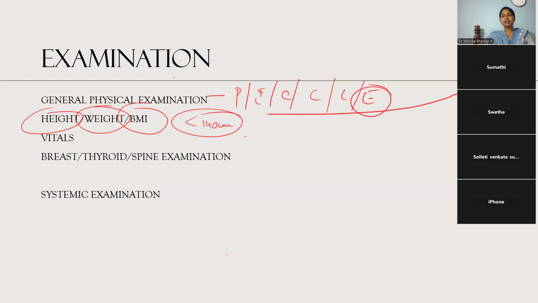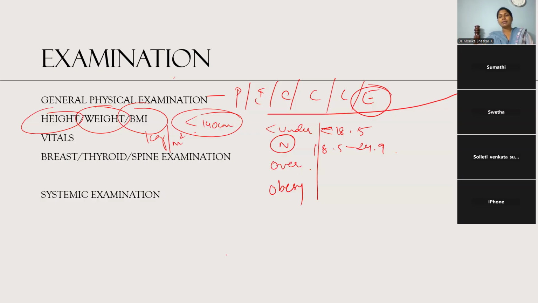And weight, we will categorize the woman as to whether she is underweight, normal weight, overweight, or obese, based on her BMI. So BMI is nothing but weight in kg divided by height in meter square. Underweight is less than 18.5. Normal is 18.5 to 24.9. 24.9 to 30 is overweight. More than 30 is obesity.